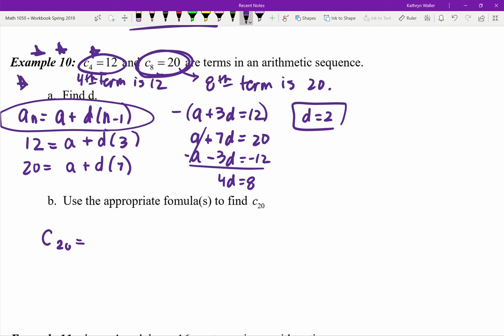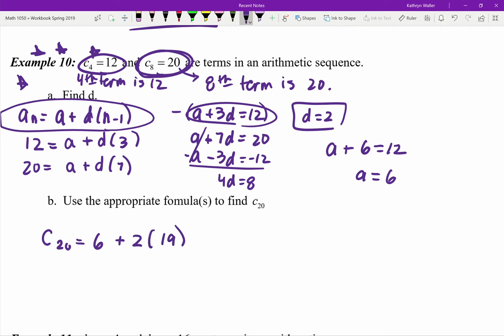Plug your 2 in for d, right? I'll do it. Let's do it right there. So a plus 3 times 2 is 6 equals 12. Move my 6 over, so now I know a is 6. Why did I do that? I needed to know it for part B. Okay, so it's going to be a, which is 6, plus the common difference, which is 2. 20 minus 1 is 19. So I know that's going to be 6 plus 38, and that gives me 44, and that's my answer.